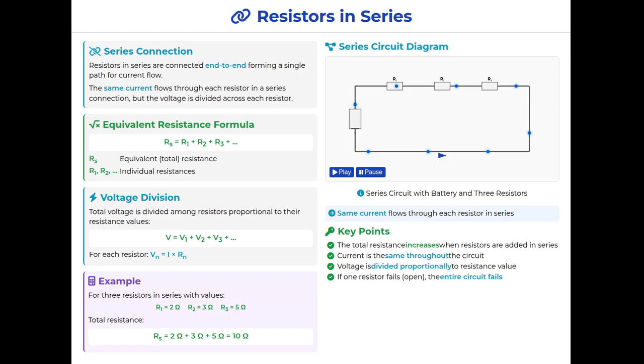The formula that ties all this together is R equals rho multiplied by L divided by A. Now let's explore how circuits behave when we combine multiple resistors.